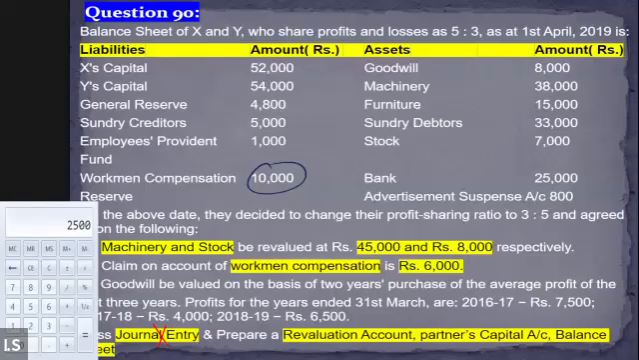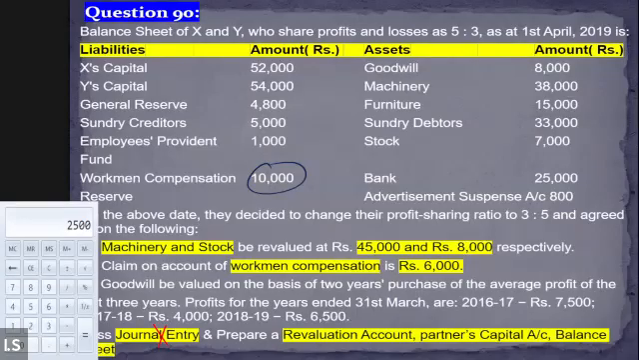So 12,000. 12,000 is the value of the goodwill, right? Yes. And after adjusting it among the partners, tell me how much will be adjusted between A and B. Who will be gaining and who will be sacrificing? I think B is gaining now. B is gaining and A is sacrificing, right?